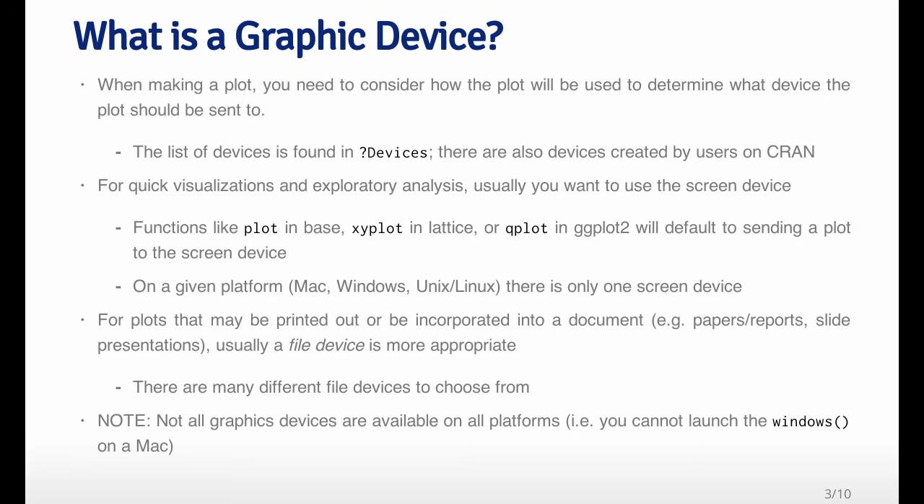Now, usually after you've done some exploratory analysis and figured out which plots you want to keep or include, or maybe you want to send a plot to someone, then you have to make the plot on another type of device, for example, a file device. When you make a plot in a file, you can take that file and include it in a report, include it in a presentation, or email it to someone. Files are much more useful for that type of purpose. There are many different file devices to choose from, unlike with the screen device, and so we'll talk about some of those file devices here.